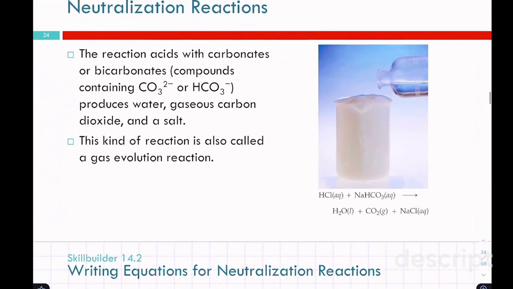So the reaction of acids with carbonates or bicarbonates produces water, and it also produces carbon dioxide and a salt. This was one of the gas evolution reactions that we talked about. You actually have sodium bicarbonate on the benches in the lab. So if you wanted to take a little bit of acid and a little bit of sodium bicarbonate and watch them fizz, you could do that. And that's this reaction that's happening.